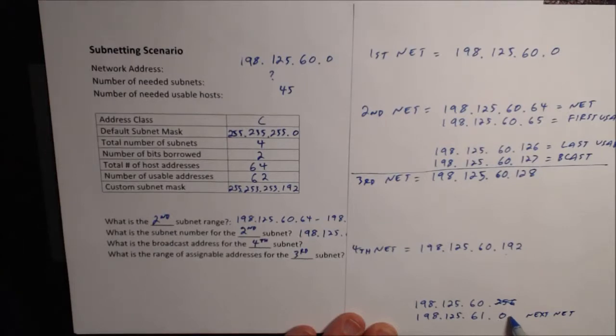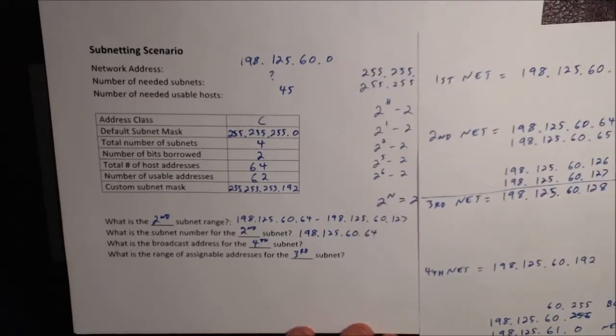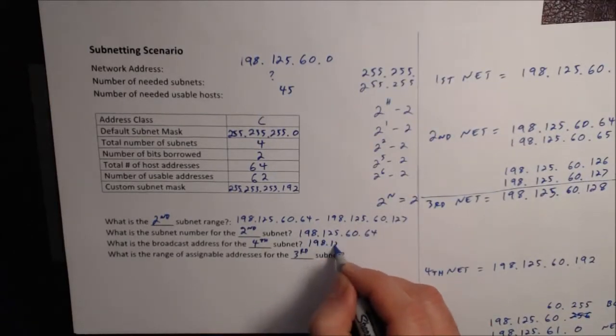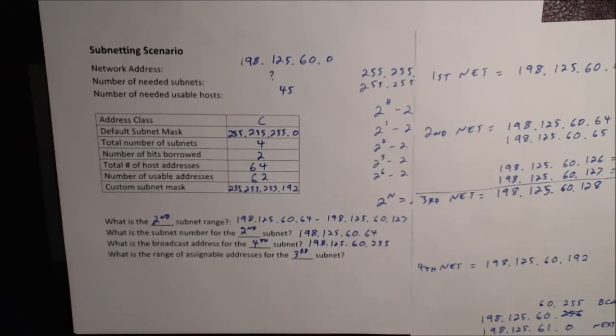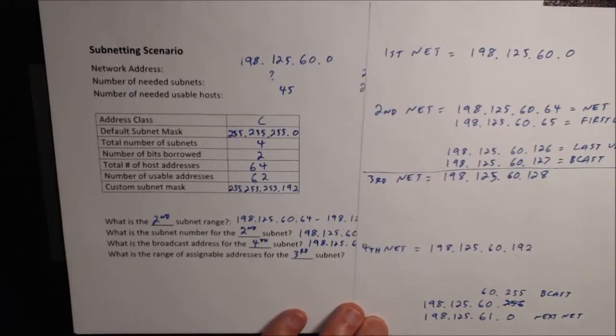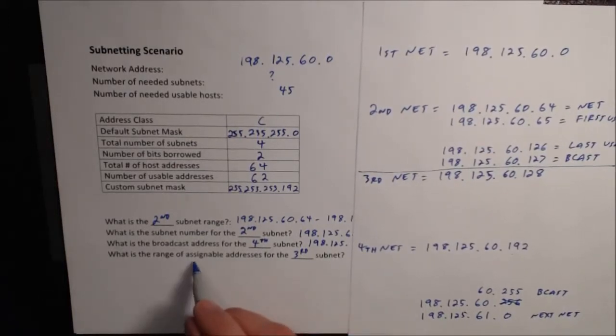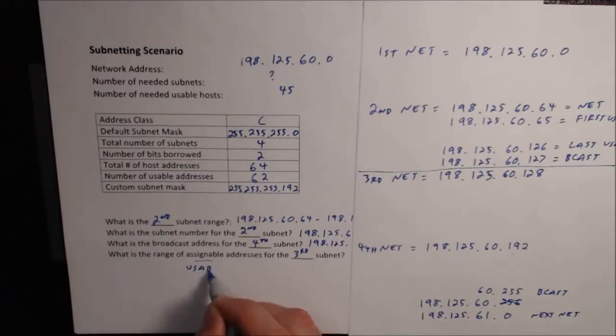If we subtract 1 from this, so if we think about this in math as like 60.256, which I just crossed out, and we subtract 1 from that, that would give us 60.255, which would be our broadcast for the fourth network. So the broadcast address is 198.125.60.255. And then finally, the last question is, what is the range of assignable or usable addresses? Assignable and usable mean the same thing.